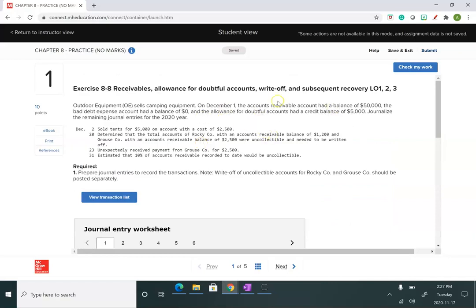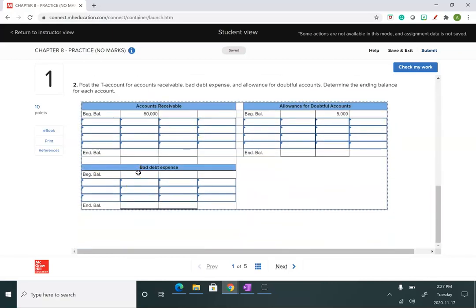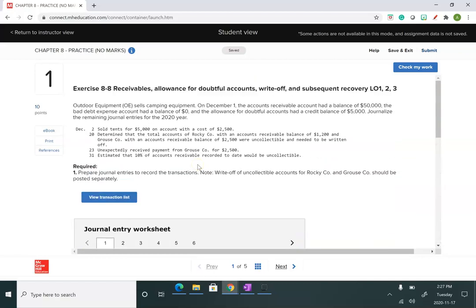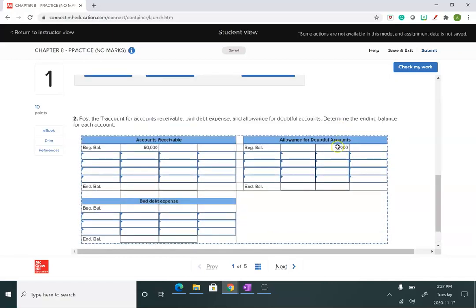And then it says the bad debt expense account had a balance of 0. So I'll just check to make sure that's true. So that's right there. And that makes sense because usually we don't record bad debt expense until the fiscal year. And the allowance for doubtful accounts had a credit balance of $5,000. And that's the balance right there.